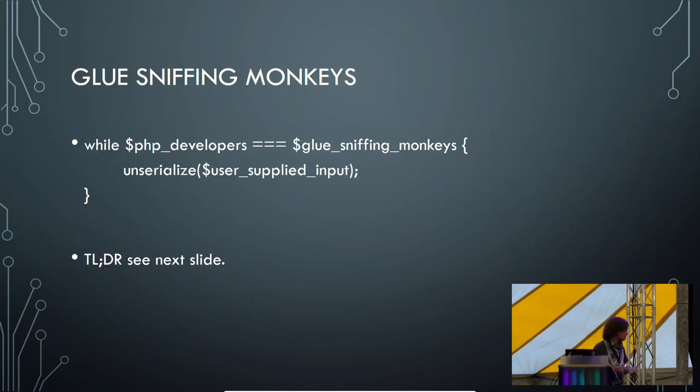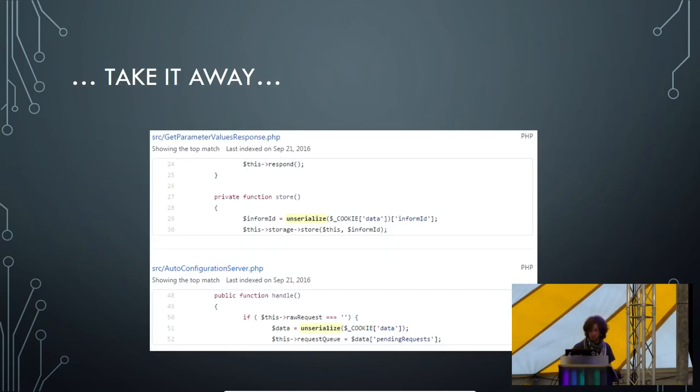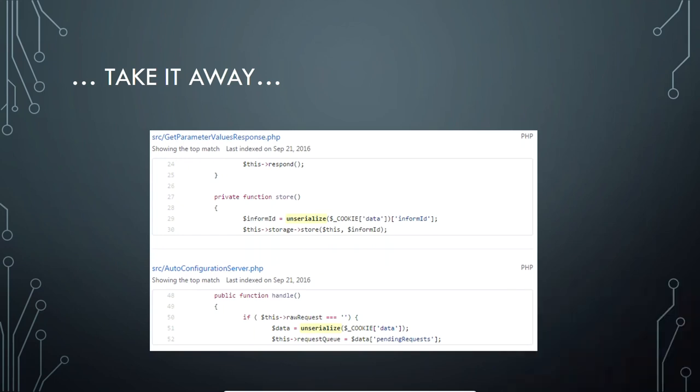So I came up with this. This pretty much explains my findings. Let's unserialize all the user input, because that's a super clever thing to do. And here we go. We've got not one, but two unserialize calls on cookie data. So you can just jam whatever the hell you want in there.